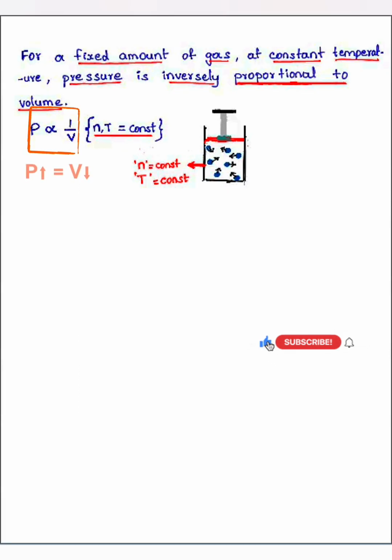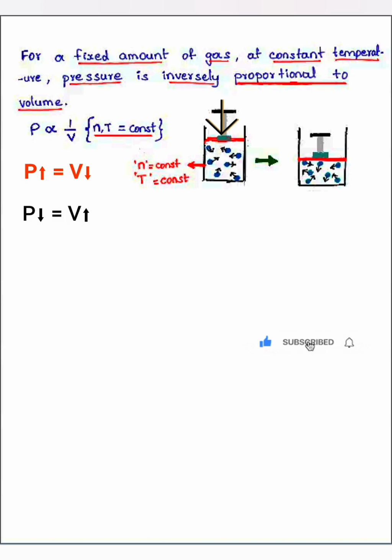What does it mean? When I'm increasing the pressure of gas, then volume of gas decreases. When I'm decreasing the pressure of gas, then volume of gas increases. For example, if I'm increasing the pressure of gas inside the container by moving this piston down, then the volume will decrease like this. So it is very simple. On increasing the pressure, volume of gas decreases, and on decreasing the pressure, volume of gas increases. So pressure is inversely proportional to volume at constant n and temperature.